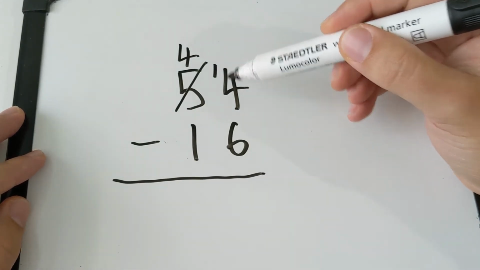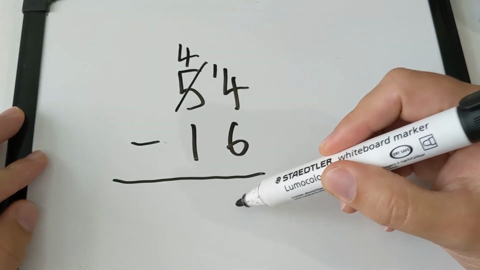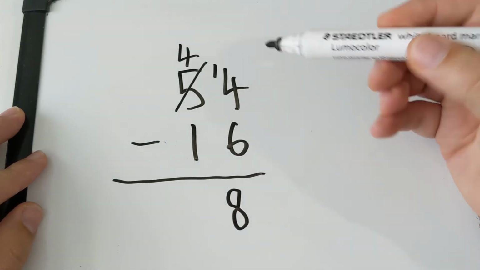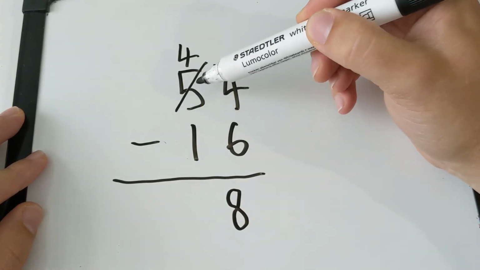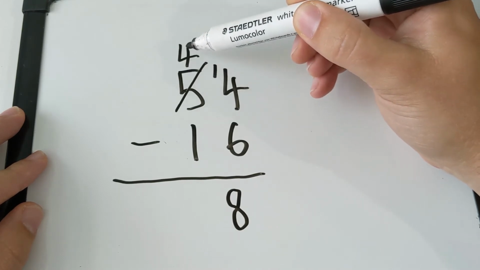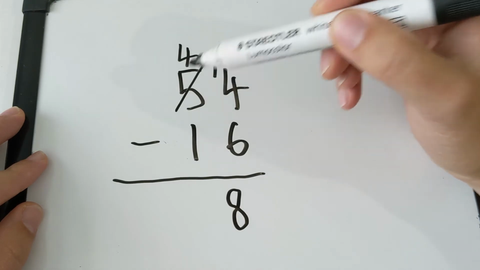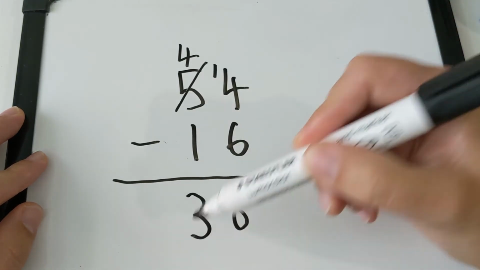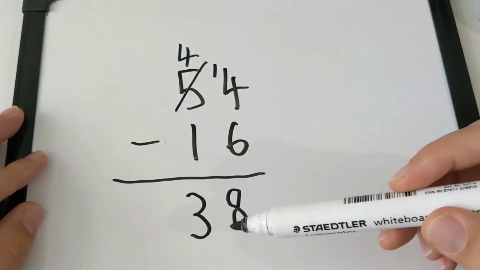Now I can do 14 take away 6 makes 8, and well, I crossed out the 5 to remind me that I had already taken 1 away from this column. So what I was left with was 4 take away 1 makes 3. So I'm left with my final answer, 38.